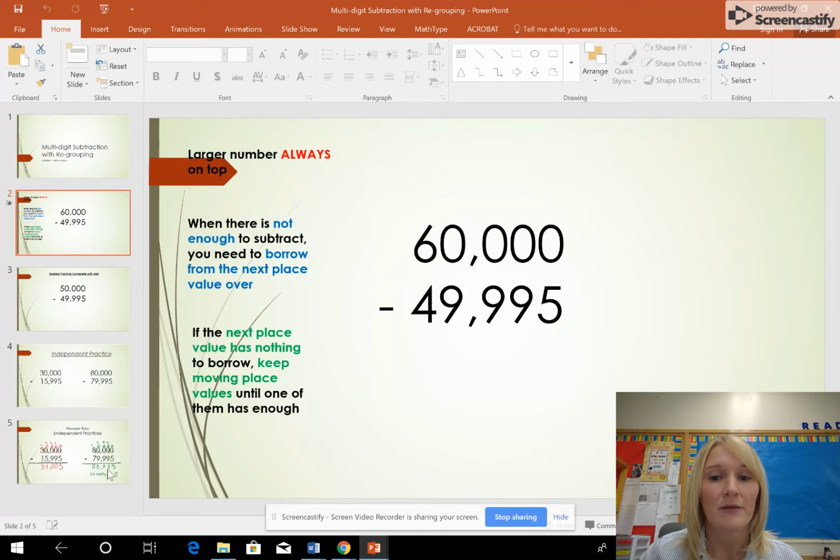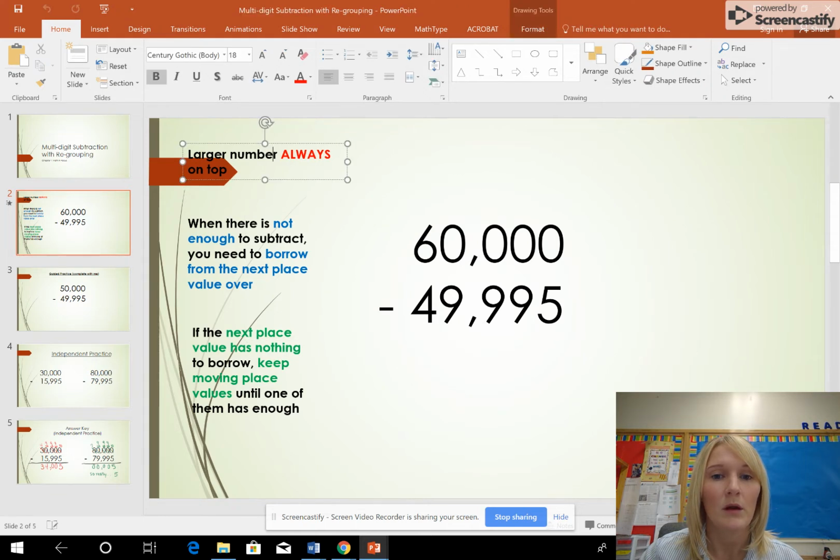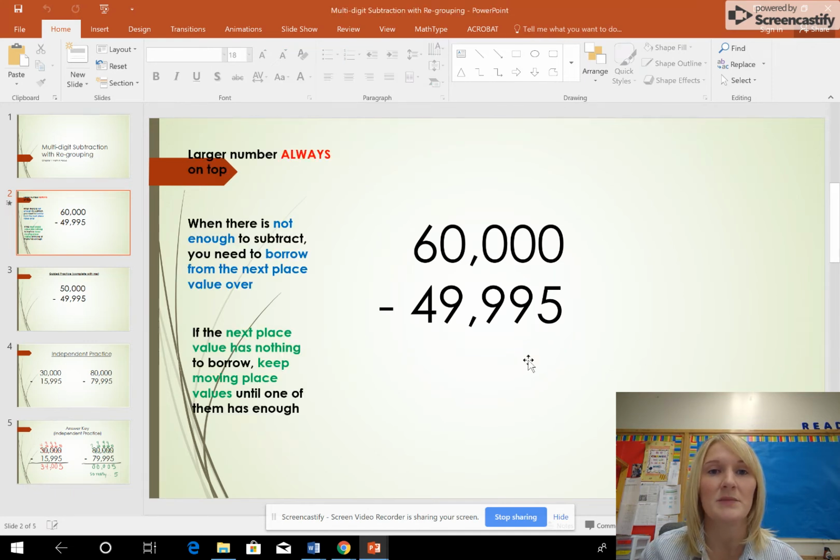If you take a look at my first slide, you should see a problem that says 60,000 minus 49,995. The most important piece right here is that the larger number must always be on top when we're subtracting. Checking that first, 60,000 is greater than 49,995, so we are in good shape so far.